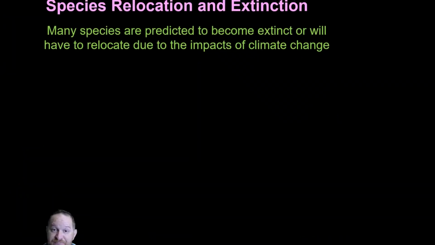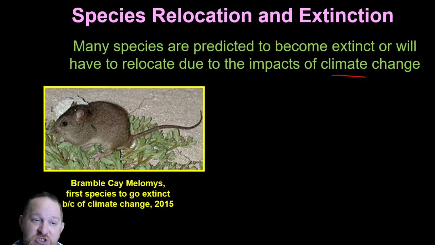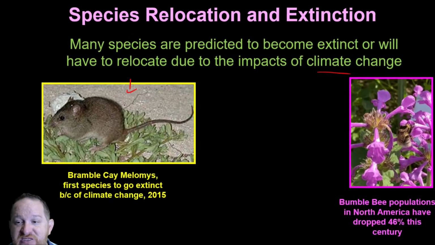A scary thought. Another really interesting thing as it relates to biology is that species are becoming extinct and having to relocate because of climate change. This right here is the Bramble Cay Melomys, and this actually was the first species we think went extinct because of climate change, and that happened in 2015, right? So we've already lost species because of climate change.